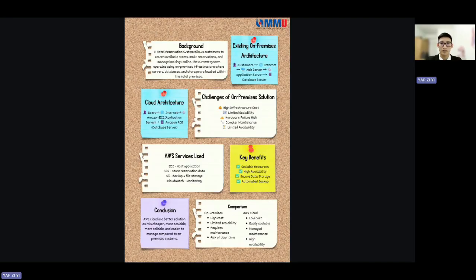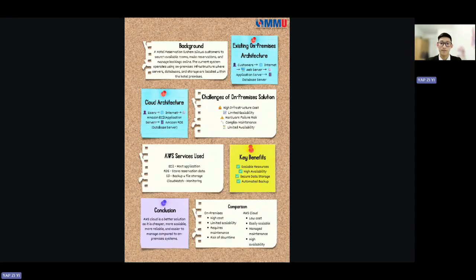Currently, the hotel reservation system operates using an on-premises infrastructure. This means that all servers, databases, and storage devices are physically located within the hotel premises. The hotel owns and manages all of the hardware and software resources required to run the system. While this approach provides full control over the infrastructure, it also introduces several challenges, which I will explain shortly. Next, let us look at the existing on-premises architecture shown in the poster.